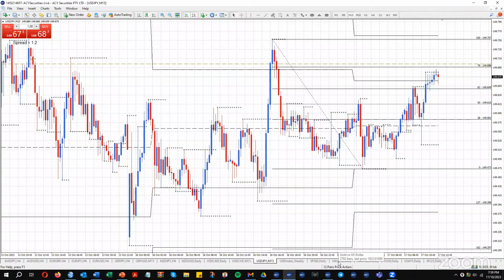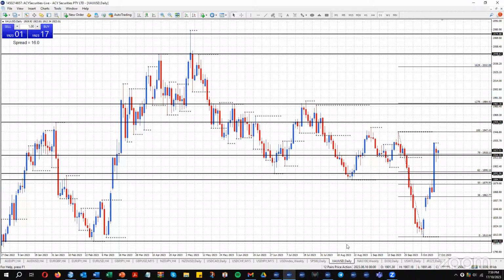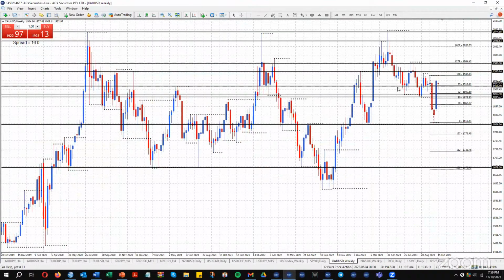All right, just to finish off, I'll have a quick look at gold, which has been moving up. Now, I just want to go to my weekly chart.